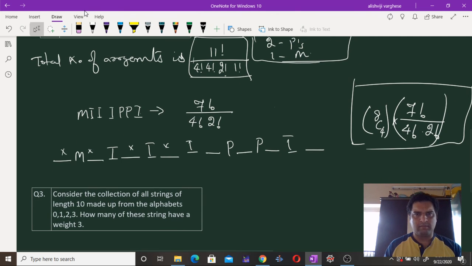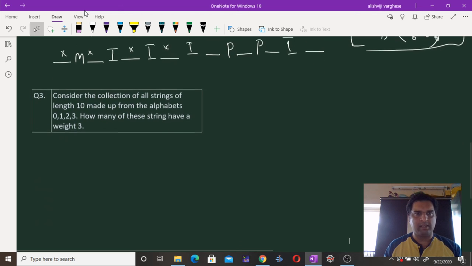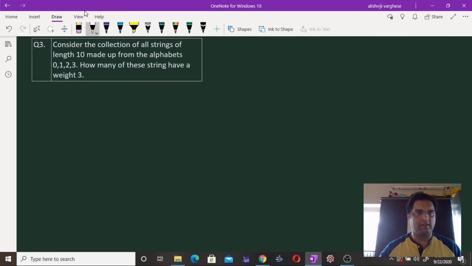So this is an interesting example. So be familiar with this method. Now consider the collection of strings of length 10, made up from the alphabets 0, 1, 2, and 3. How many of these strings have a weight 10?